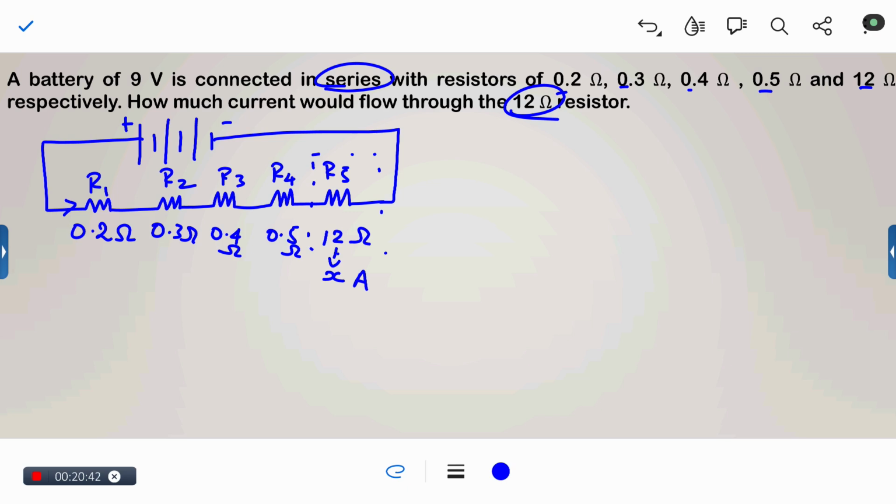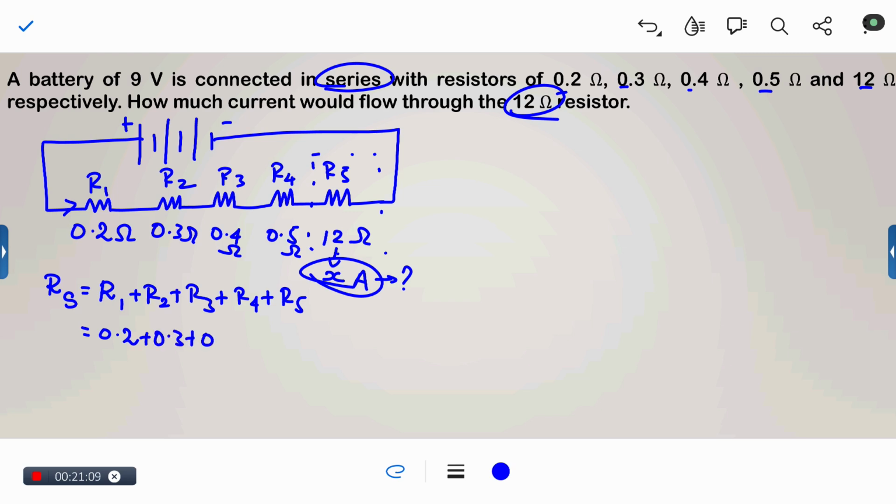What about the current in the remaining resistors? Whether it will change or remain the same? Remain same. So in order to find this value, first I need to know the net resistance. To calculate the net resistance, we can use the formula R is equal to R1 plus R2 plus R3 plus R4 plus R5. So what is the value of R1? 0.2 plus 0.3 plus 0.4 plus 0.5 plus, sorry, 12.